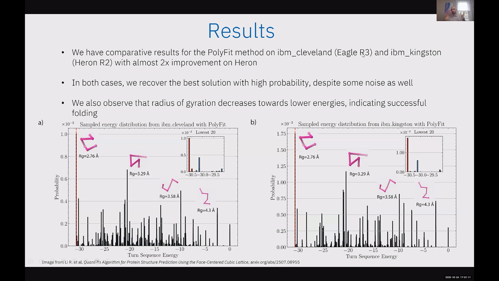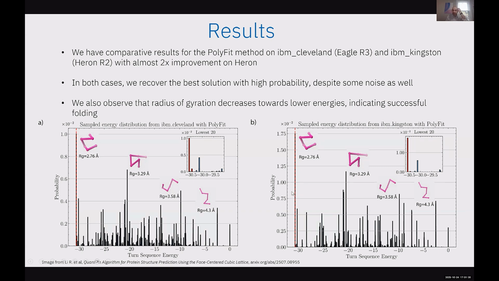So we wanted to see if we were to run the exact same experiments on both of these devices, do we see any differences? And we certainly saw. So this is the polynomial fit method. The one on the left is the Eagle generation, and this is the Heron generation devices. And in both cases, again, we were able to recover the top solution with high probabilities.